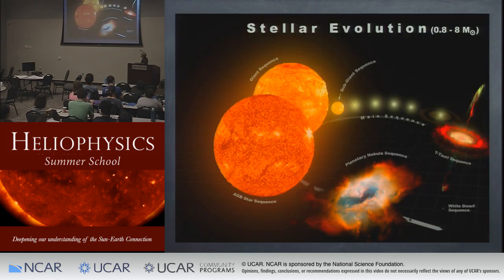And this slide just shows this path. We start with the nebula, moving to main sequence, giant planets. This is the post-giant branch, and then this is the planetary nebula, and then the white and black dwarf at the end.